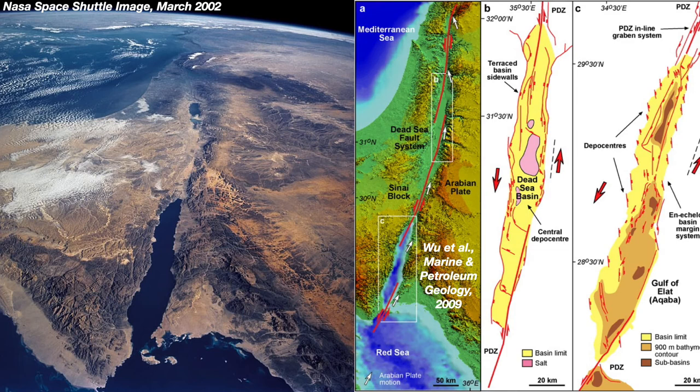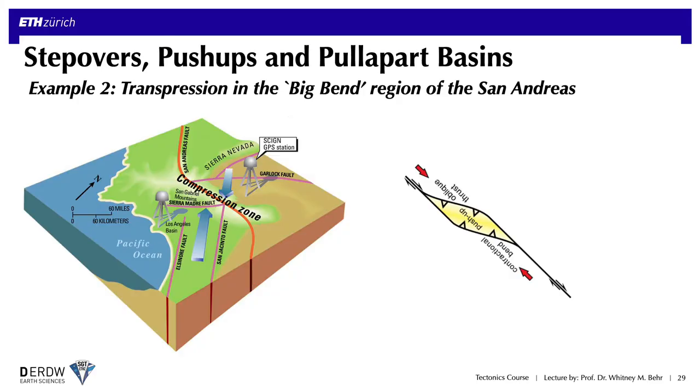But of course, back to the San Andreas, many of you have likely heard of the Big Bend in the San Andreas, which we already looked at to some extent. It's where the fault system bends from northwest striking to west striking and back again in and south of the Los Angeles region.